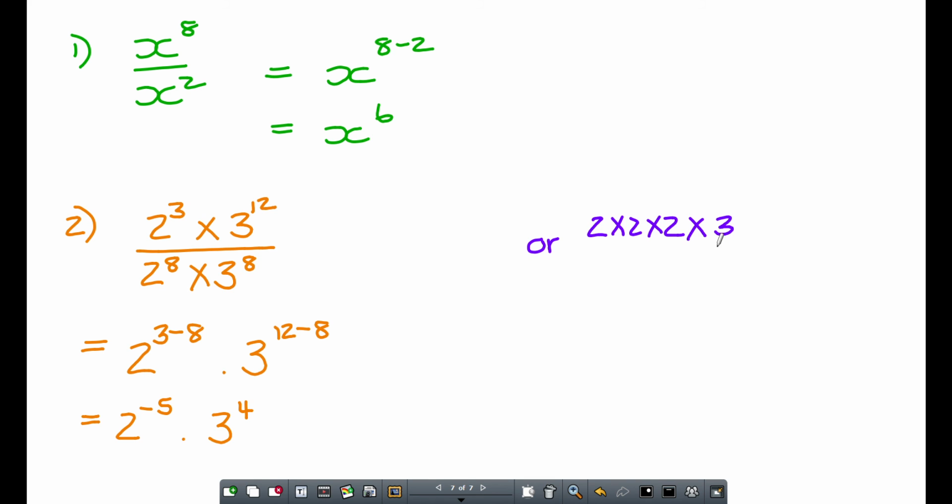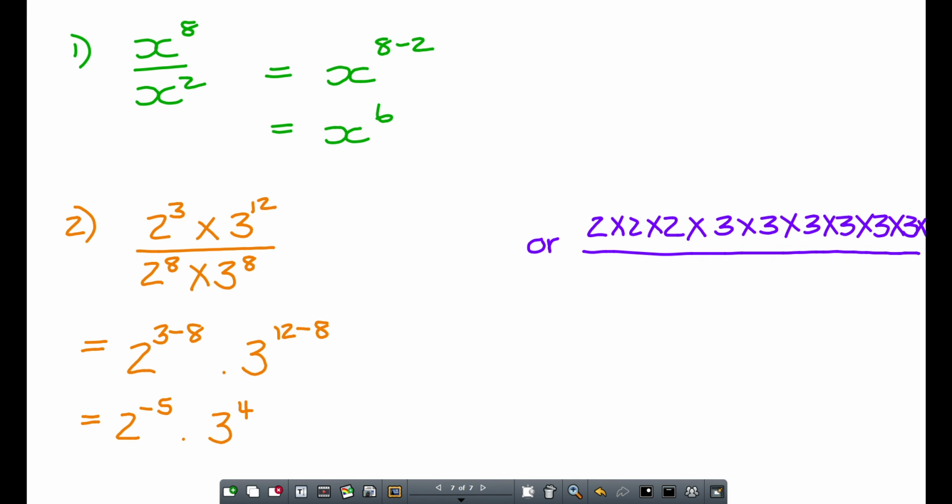So that means 3 must be multiplied with itself 12 times. So 1, 2, 3, 4, 5, 6, and now my space is up. So do you guys get it? 12 times. How would you write 2 to the power of minus 5? I'm going to get to that just now.